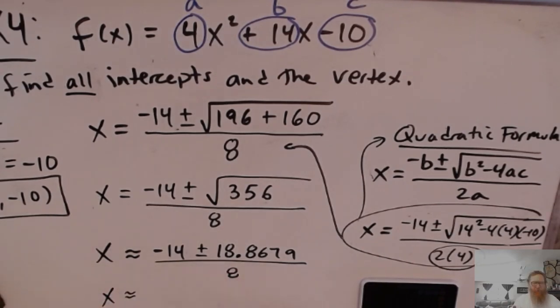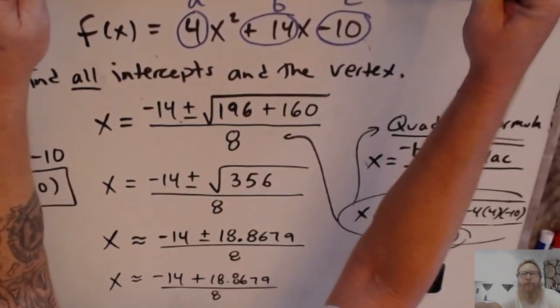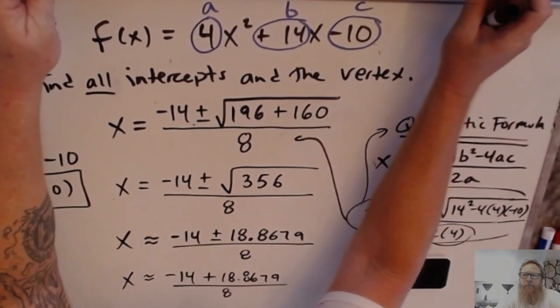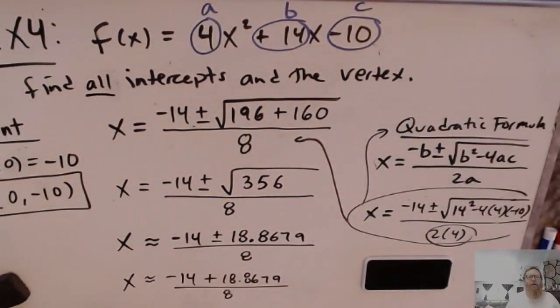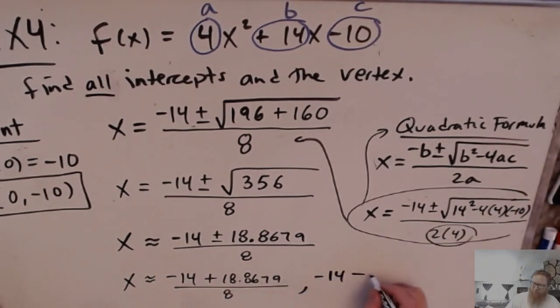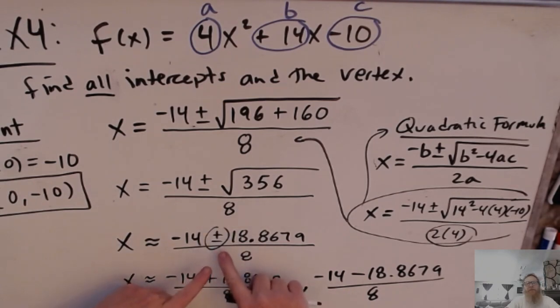Remember, we've got to keep these separated. So we have negative 14 plus 18.8679 over 8. Okay, and then we have another one that is negative 14 minus 18.8679 over 8.